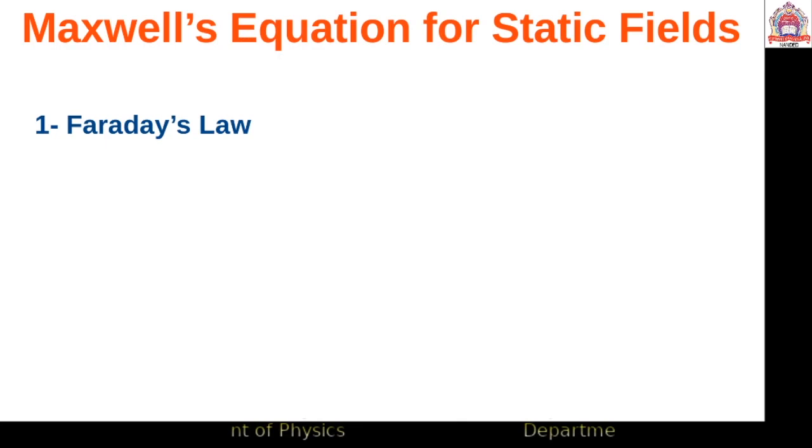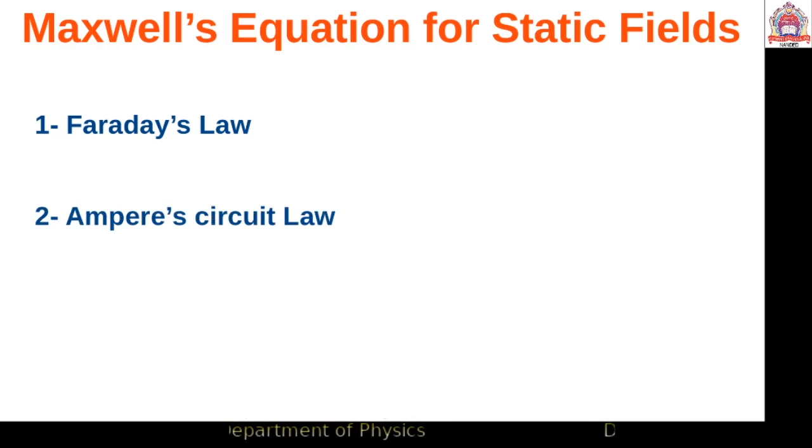First, Faraday's law, obtained from Faraday's law and Lenz's law of electromagnetic induction. Here, E is the electric intensity, measured in volts per meter. Second is Ampere's circuit law, obtained by Maxwell's modification of Ampere's law in circuital form for the magnetic field accompanying an electric current. H is the magnetic field intensity, measured in amperes per meter, and J is the current density, measured in amperes per meter squared.